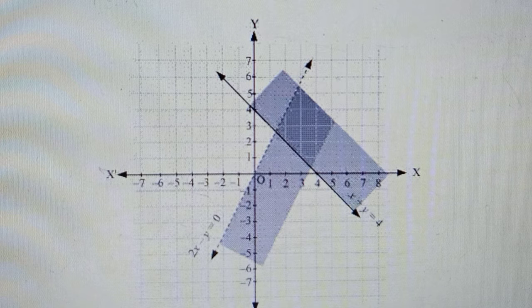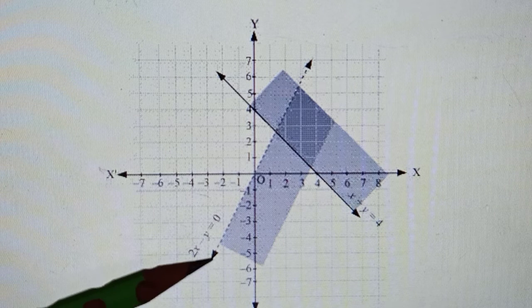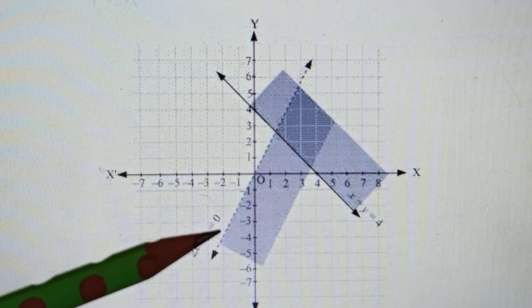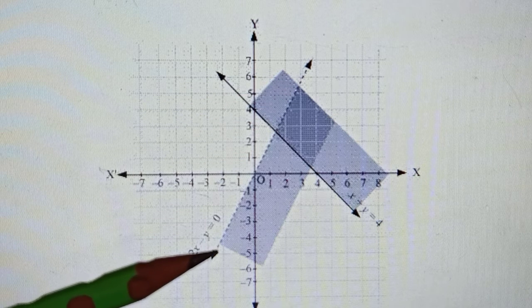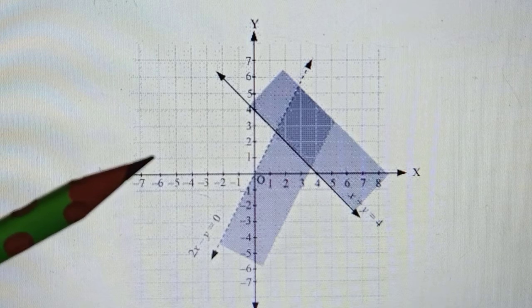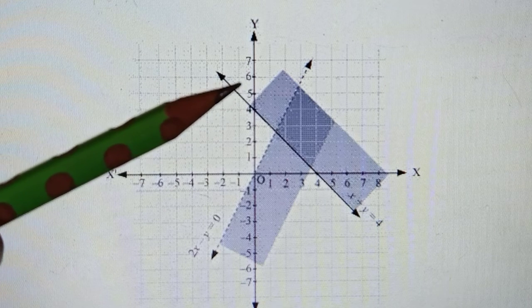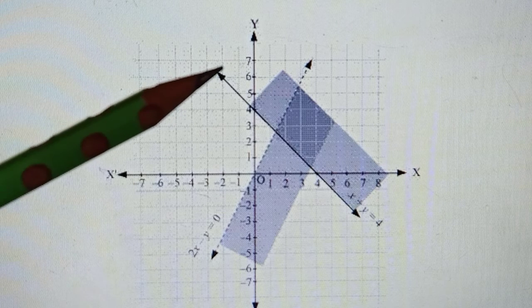But what we have to take care of here is, because the equal to sign was not there, see, this line is dotted. If the equal to sign is missing, the line has to be dotted. This is what you have to see. Okay, now for the solution. If you are looking for the solution of the first inequality, it was the greater than sign. x plus y is greater than 4.